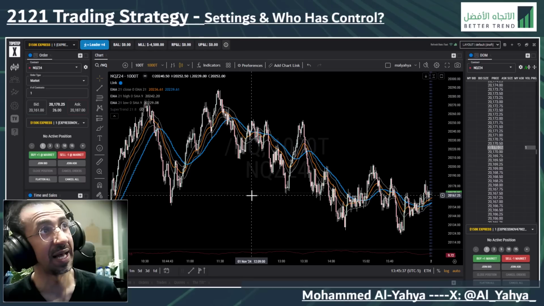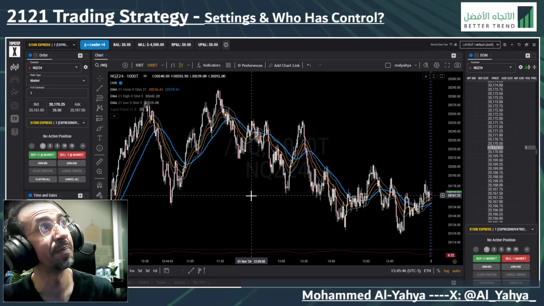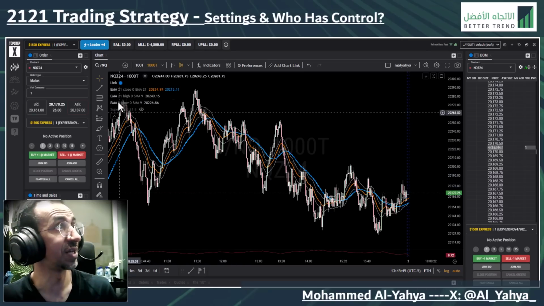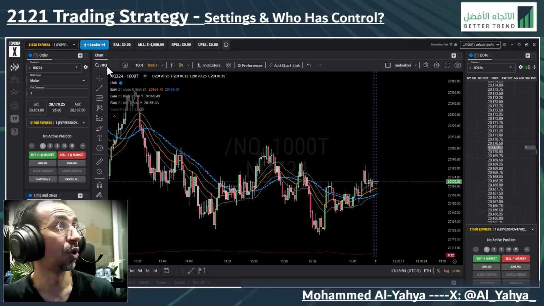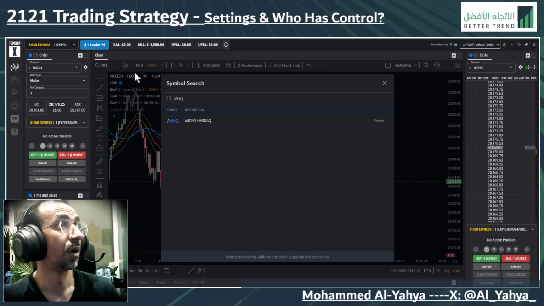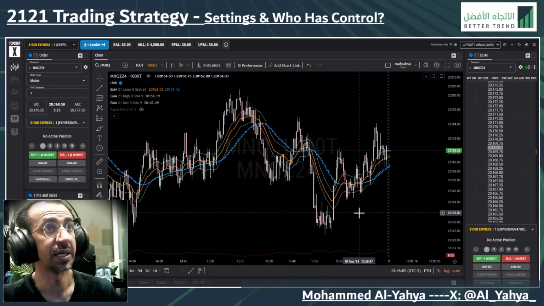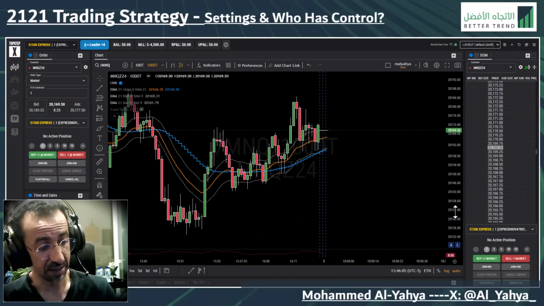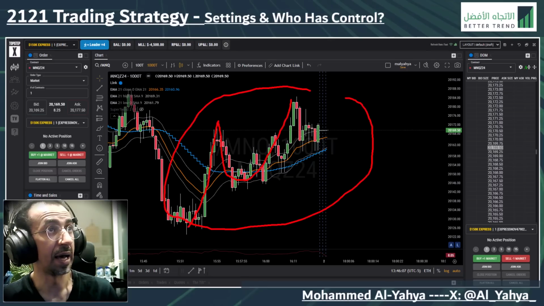Also, the micro Nasdaq tick chart will be different than the volume candles in the NQ. For example, here we have the NQ. When we go to MNQ, we will see it a little bit different. Let me remove all drawings here. You can see in MNQ we have the market making a higher high already, and we have the price already across the moving average.